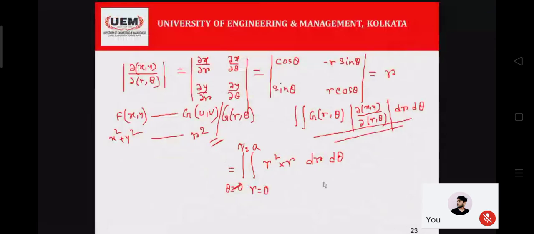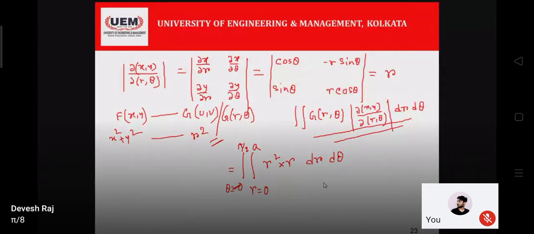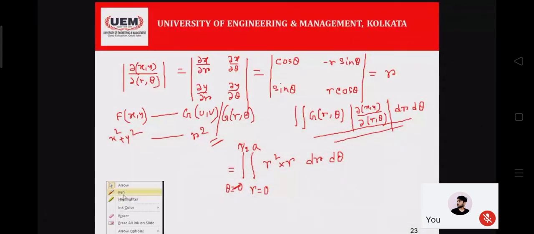Now integrate and tell me what you get. Pi by 8 into a to the power 4. Yes, so this is pi by 8 a to the power 4. Okay. Now let us discuss something on this problem.